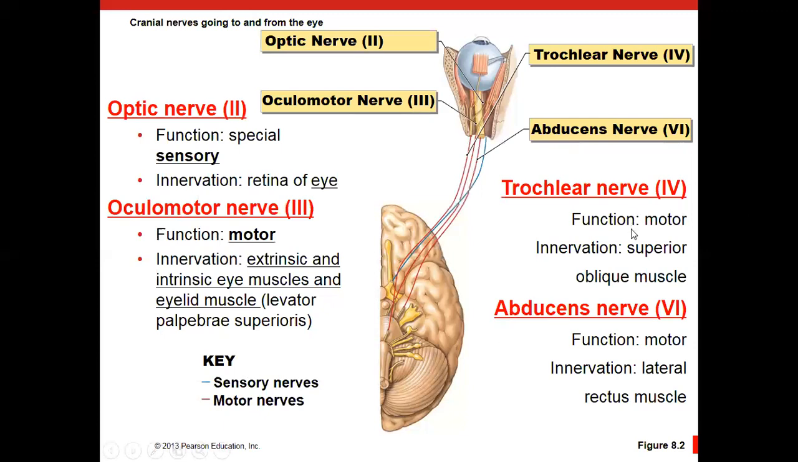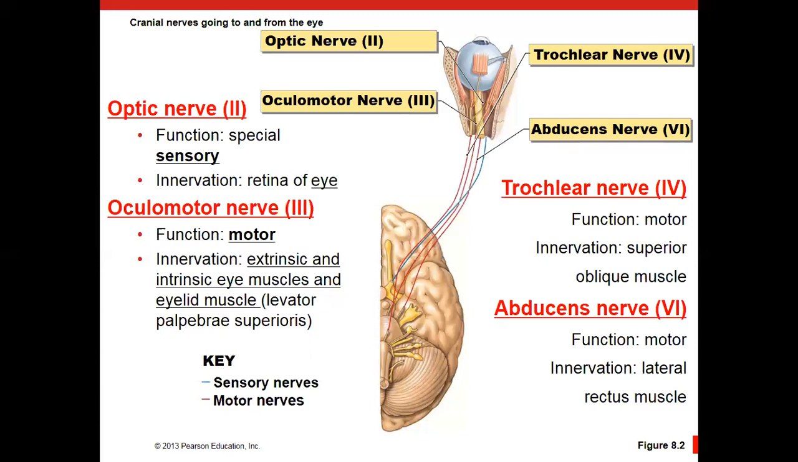The trochlear nerve innervates, so there's 6 extrinsic eye muscles. There are 4 of them innervated by the oculomotor nerve. One of them is innervated by the trochlear nerve, which innervates one of the 6 extrinsic eye muscles, and that's its sole function. So it's motor only. It's cranial nerve 4, and it innervates one of the 6 extrinsic eye muscles. It's called the superior oblique muscle.